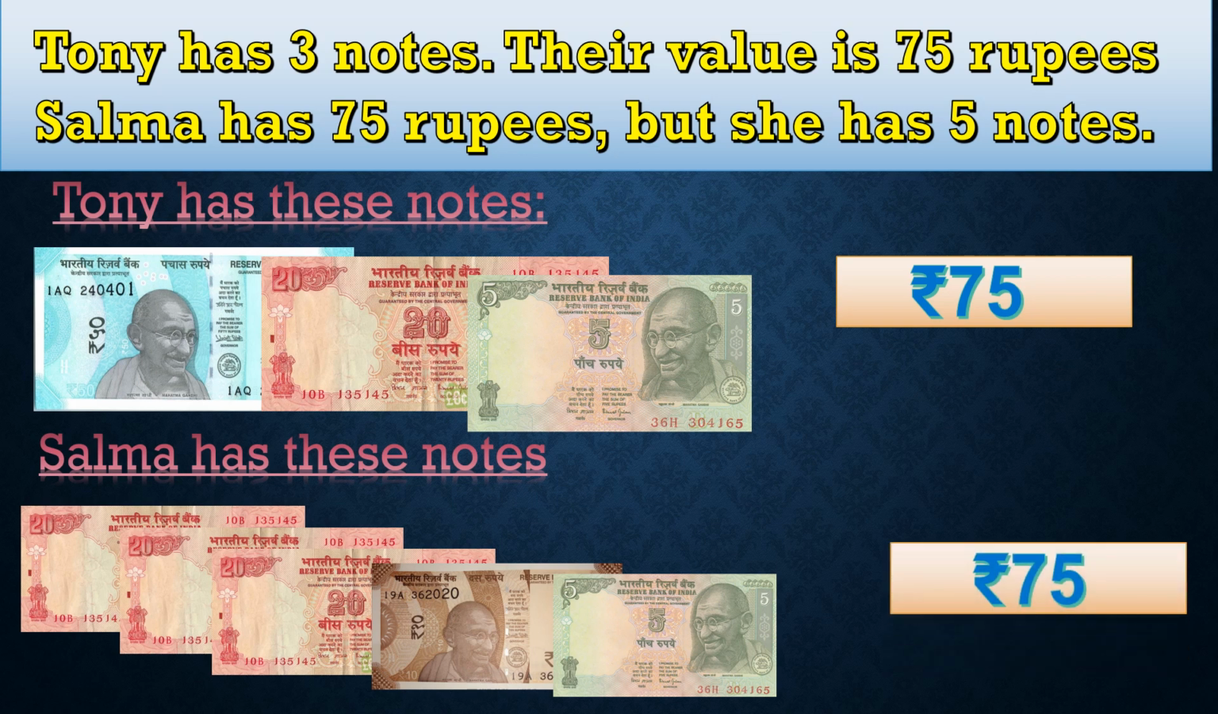In this way, we see that Tony and Salma both have 75 rupees. Tony has 3 notes, whereas Salma has 5 notes. But both of them have the same value, that is 75 rupees.